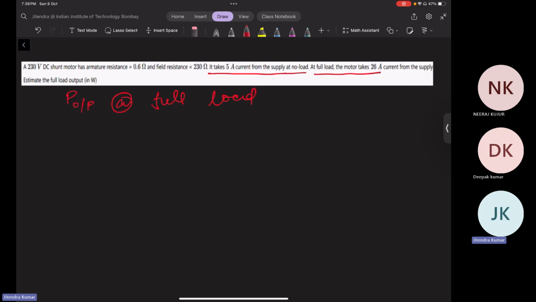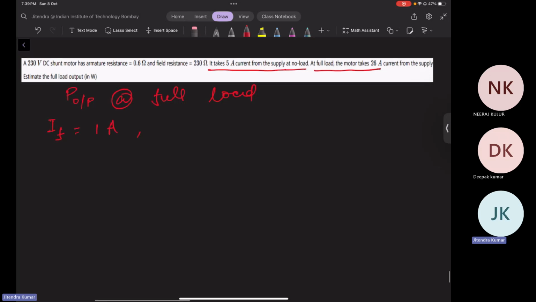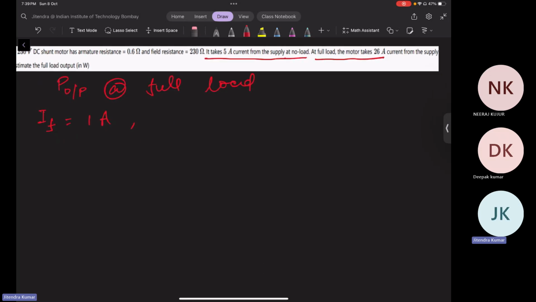So first we should segregate the field current out of it. So field current will be how much? 230 by 230, 1 amp. In any case, it will be constant unless we are providing any additional resistances. Now, at no load, armature current is how much? 5 minus 1, can I write? 4 amps. Yes sir, 4.